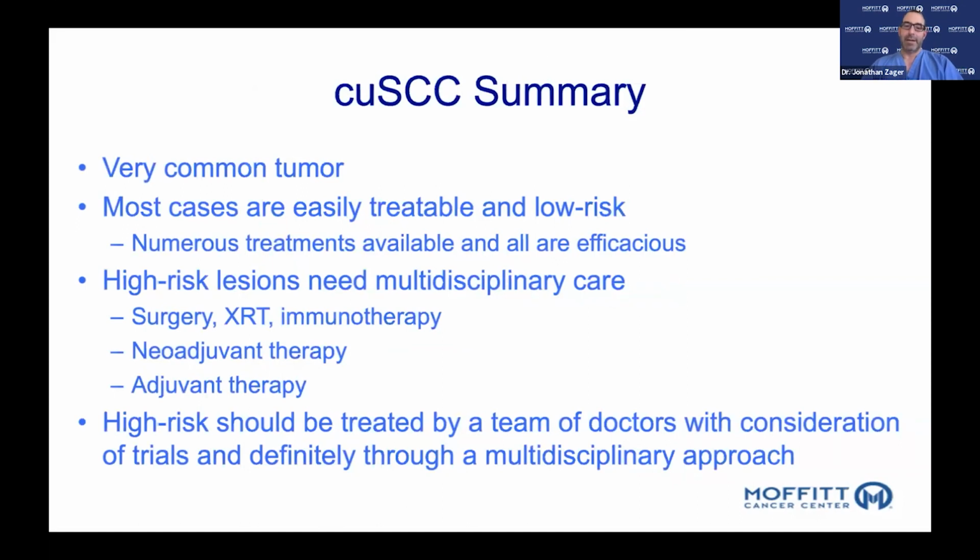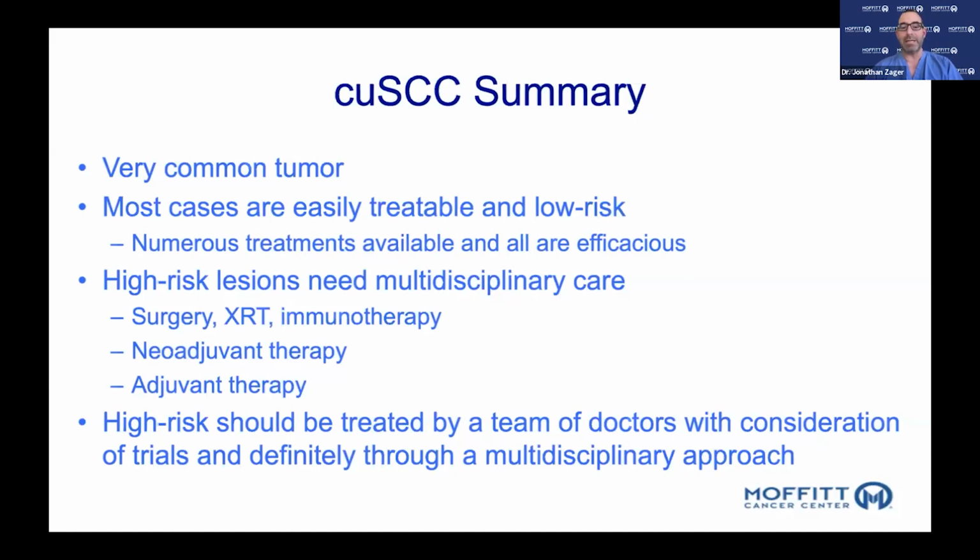So in summary, very common tumor, not as common as basal cell carcinoma, which again is the most common tumor in humans, but this is a very close second. Most cases, the vast majority, are easily treatable and low risk. Numerous treatments are available. They're all efficacious. You can get those in major cancer centers. You can get those most of the time at your dermatologist's office in the community.